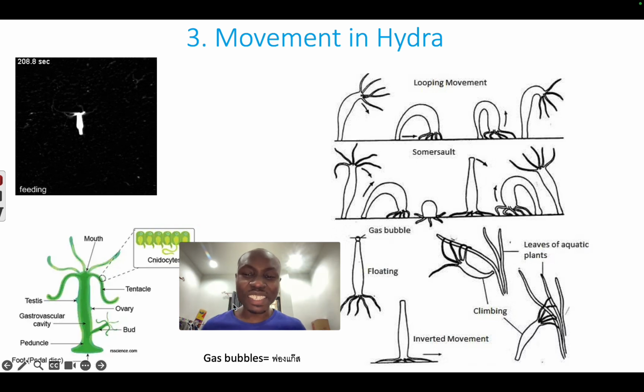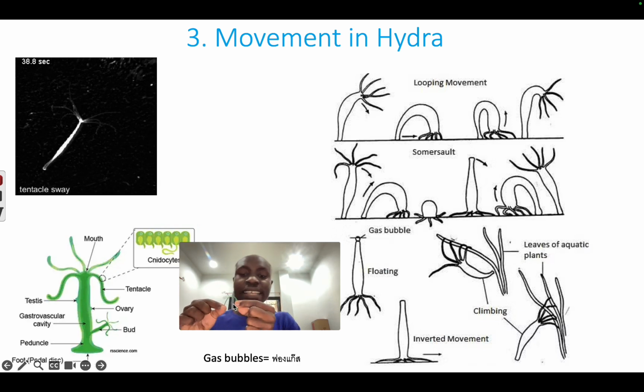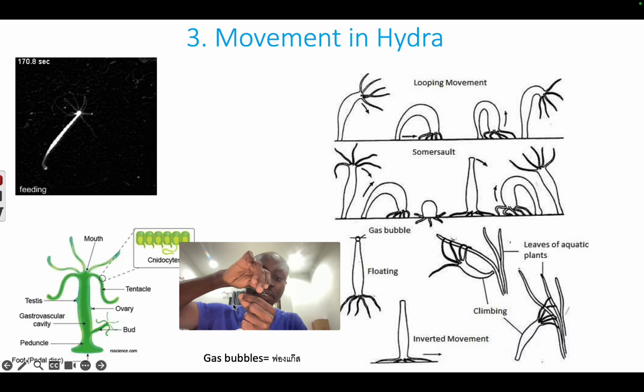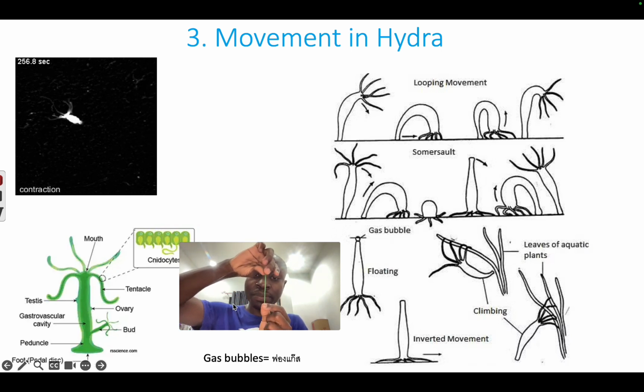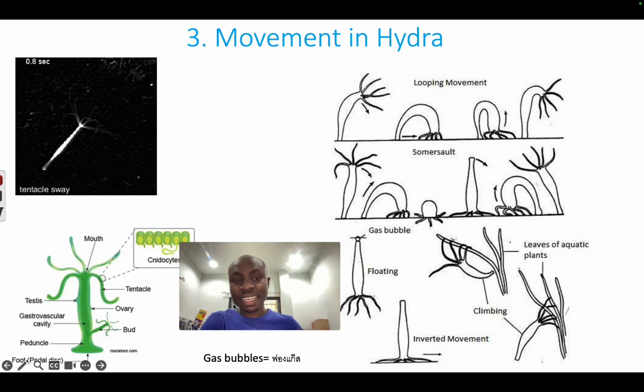Next, we have somersault. In somersault, the hydra is going to bend down like this. The body will look like this. Next is going to lift the foot up, and it will put the foot down and lift the tentacle part up, the mouth area up. And this will repeat and repeat, and the hydra can move forward.